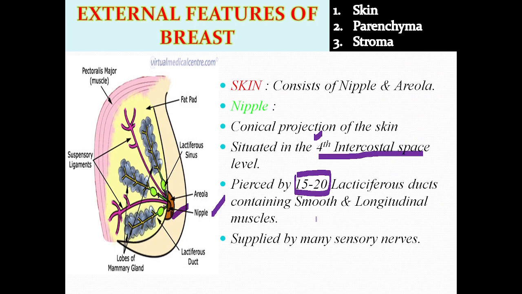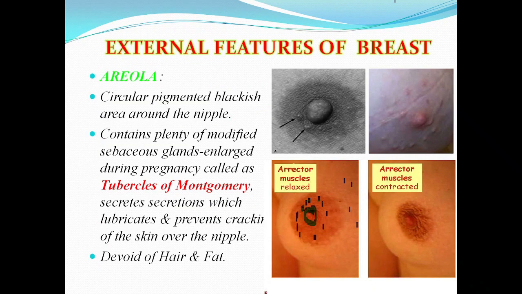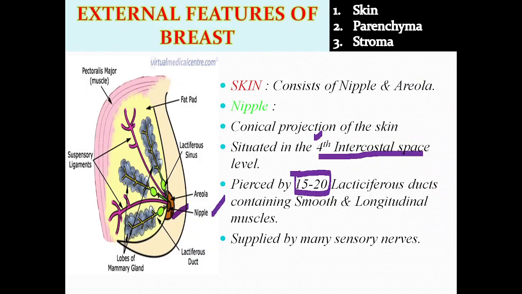So how many do they have? 15 to 20 lacticiferous ducts. Please try to remember this number. Now please try to understand: this is the nipple. In this nipple, what should be present? 15 to 20 lacticiferous ducts are going to be located. So next point, nipple we are done.